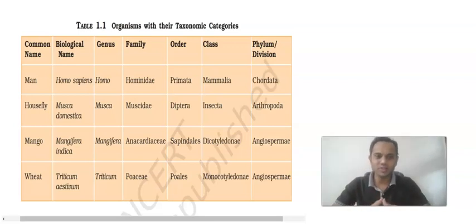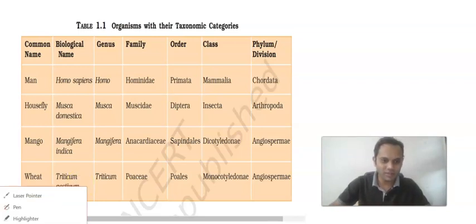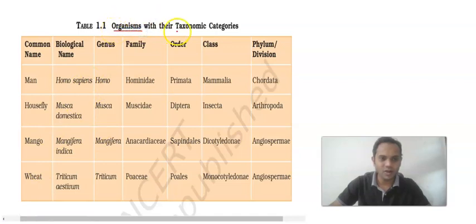Now here in your NCERT textbook, 4 different examples are given to learn the taxonomic hierarchy. Let us see. Let me take the pen. Here you have the organisms with different taxonomic categories.